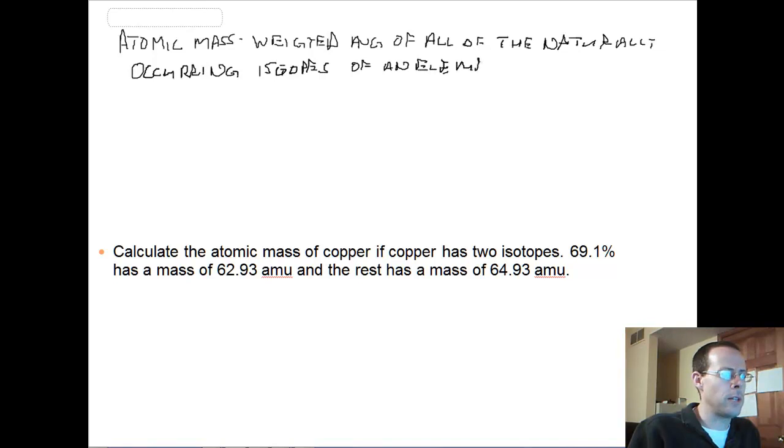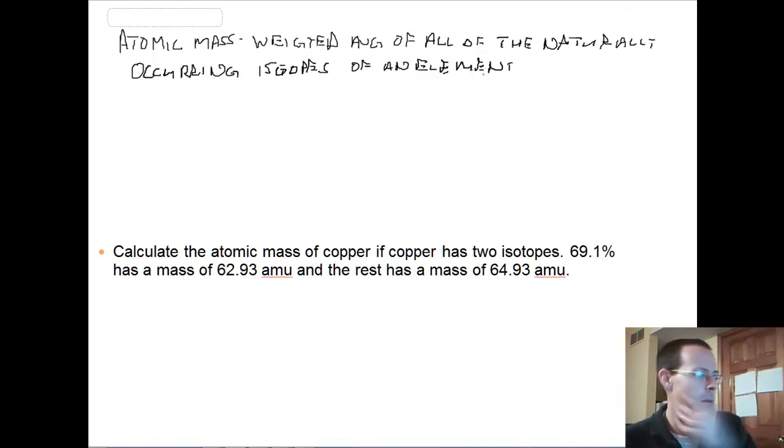Alright, so isotopes, again, have the same atomic number, which is why we're talking about an element. They have different numbers of neutrons. So again, the atomic mass is the weighted average of all the naturally occurring isotopes of an element.